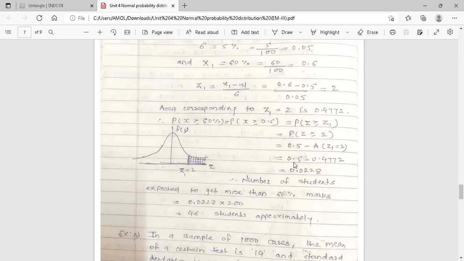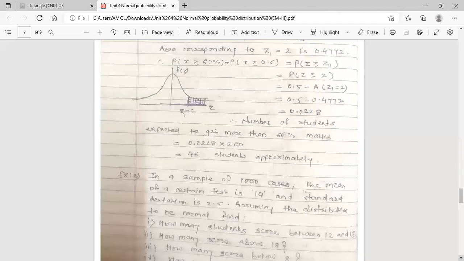0.4772, you subtract from 0.5, and so your answer is 0.0228. This is the probability when z is greater than z1, and this is the probability when x is greater than 60%. Now we have to find the number of students expected to get more than 60% marks out of 200. So you multiply this probability value by 200, and the total is 46. So approximately 46 students are expected to get more than 60% marks.